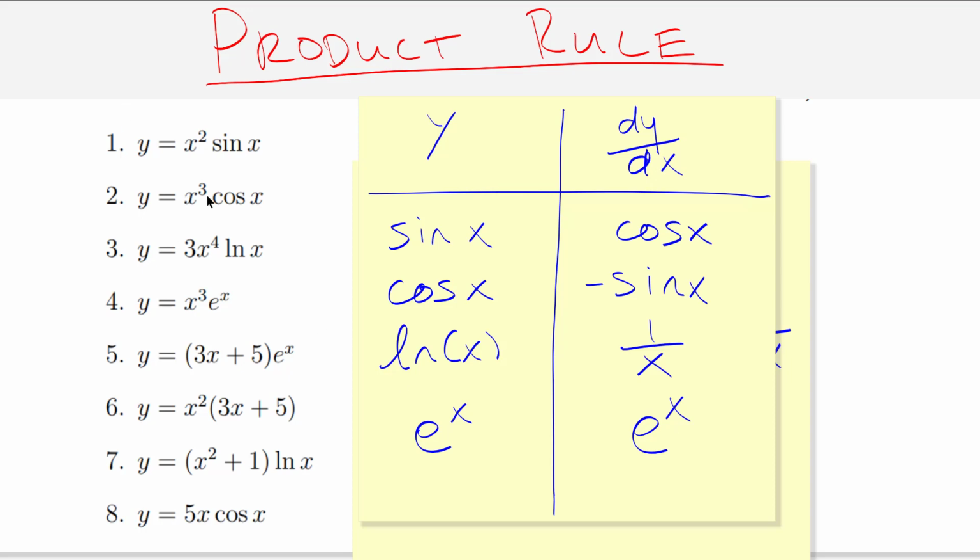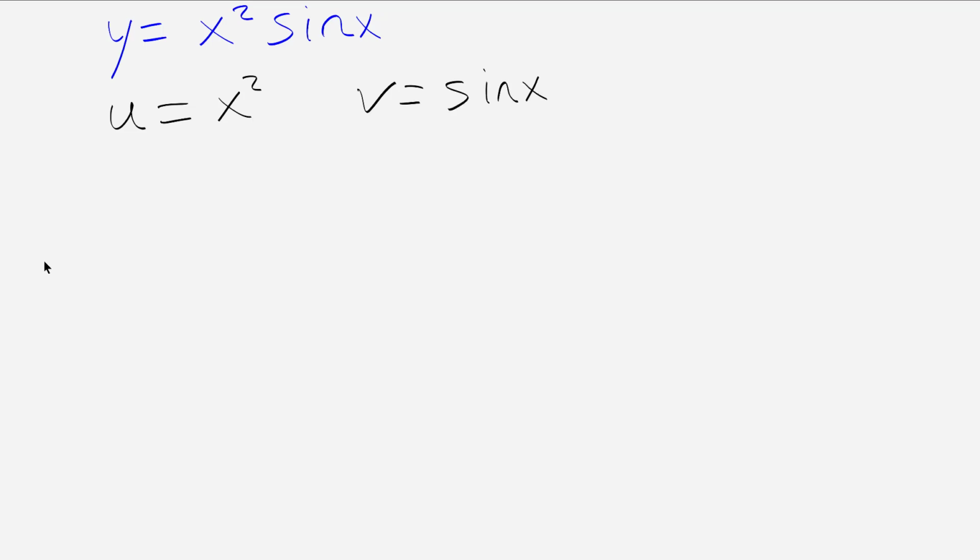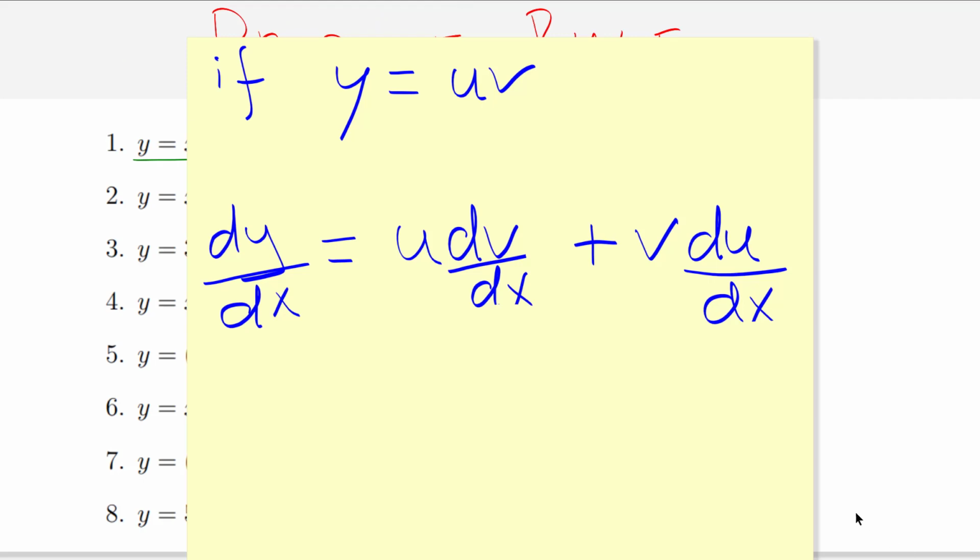So let's start off. We'll have a look at question 1 here. y is equal to x squared times the sine of x. The first thing we do is we label the first part of the product u and the second part of the product v. So we will say that u is equal to x squared and v is equal to sine x. Now if we look back at the rule, to get dy/dx we need u times dv/dx plus v times du/dx.